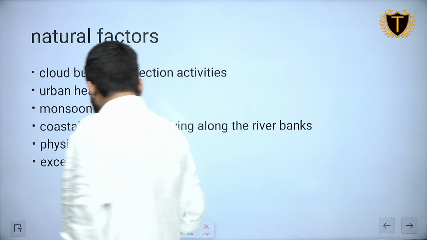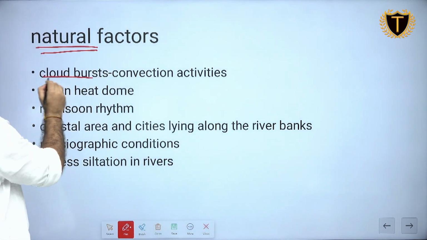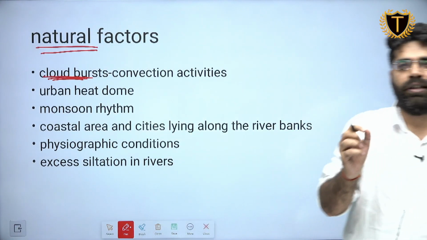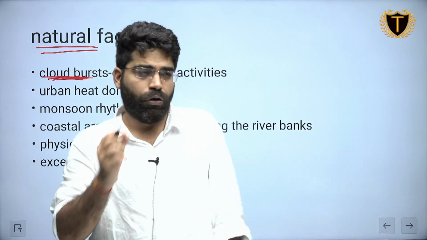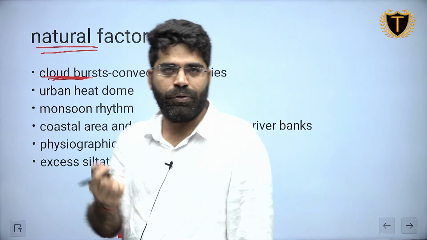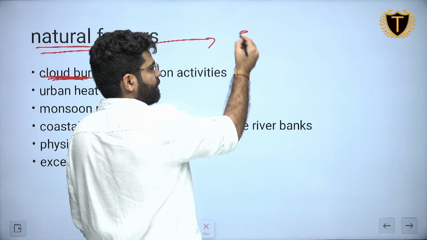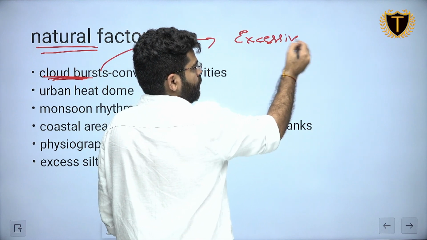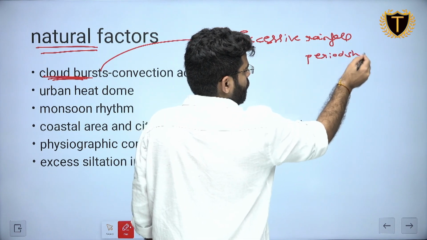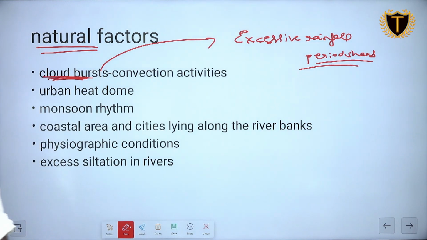Now we have the natural reasons for urban flood to happen. First one is cloud bursts. What do you mean by cloud burst? It is basically nothing but the happening of rainfall over a very short period of time. What do you mean by very short period? It can be like 1 hour, 2 hours, half an hour. So excessive rainfall, but the period is very short. Excessive rainfall over a very short period of time is known as cloudburst.